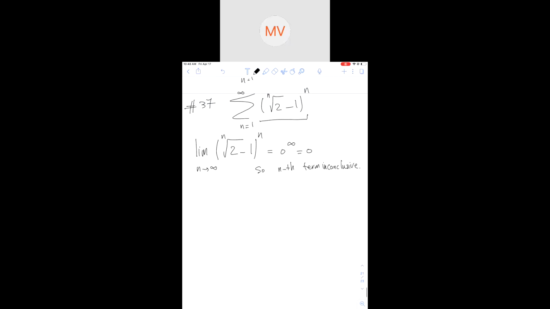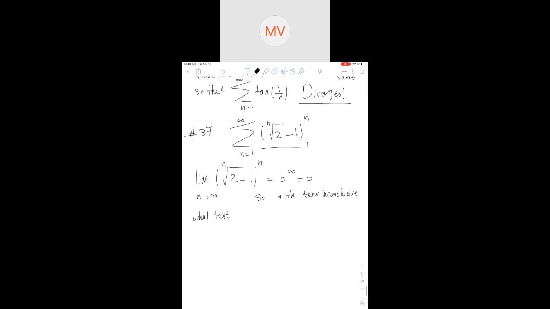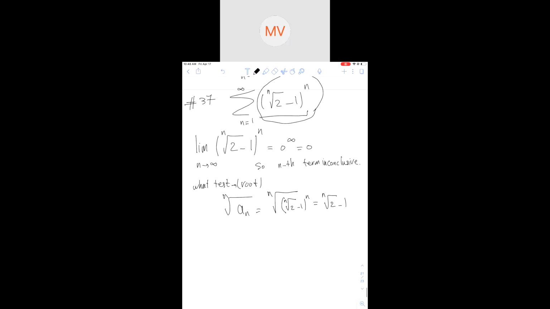So we have to do a test. So the question is, what test again? By looking at the form of the nth term, you can tell what test: the root test. Well, the nth root of a_n is the nth root of the quantity nth root of 2 minus 1 raised to the n. And simply nth root and nth power, they go away. So you have that guy.